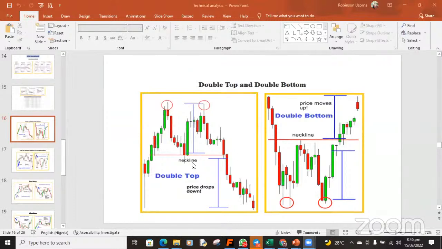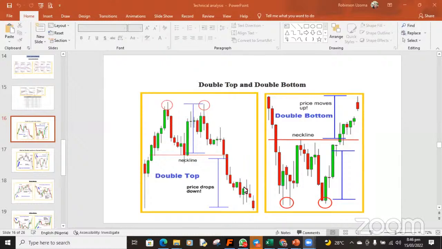Okay. So the same thing that happens here is the reverse in the double bottom. And so you and I, we are going to enter the chart. We are going to locate double bottom and then see how this double bottom and the double top react on the chart. I told you, whenever you see the double top is for a sell. Whenever you see the double bottom is for a buy. And I'm also going to show you at some point they are used as a continuation pattern.